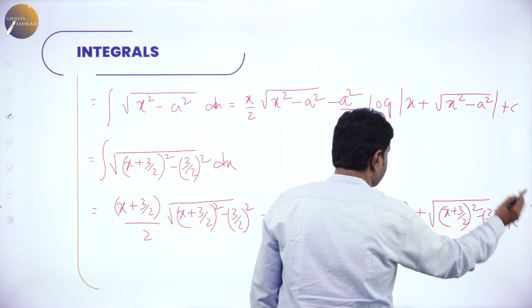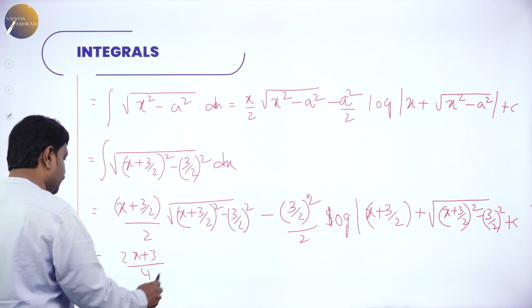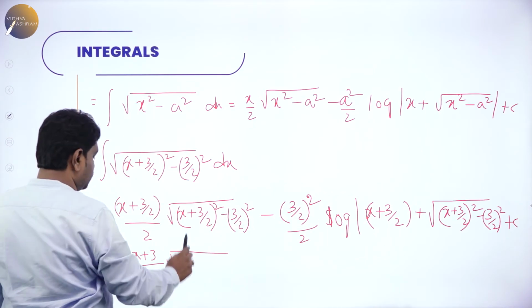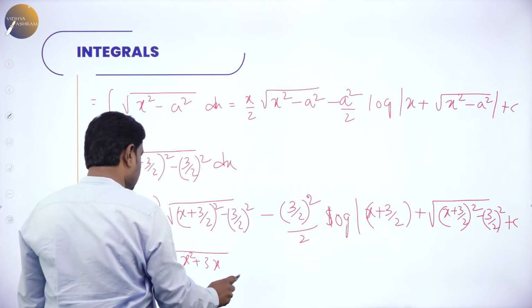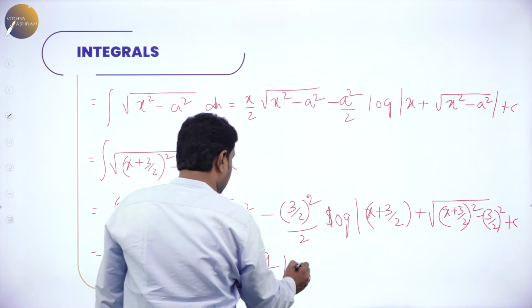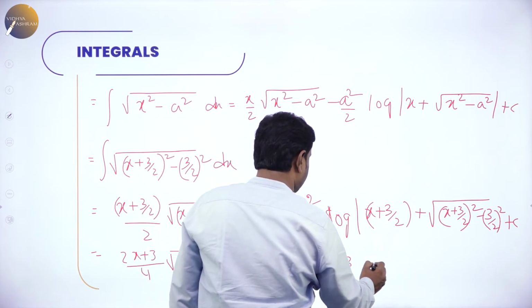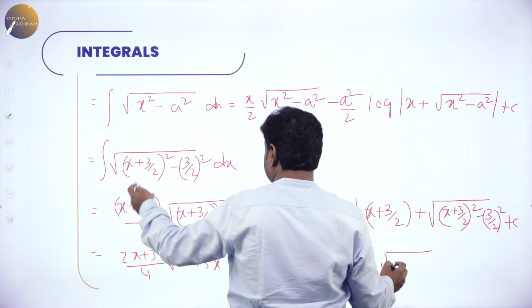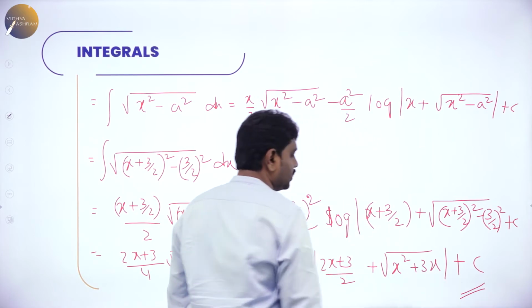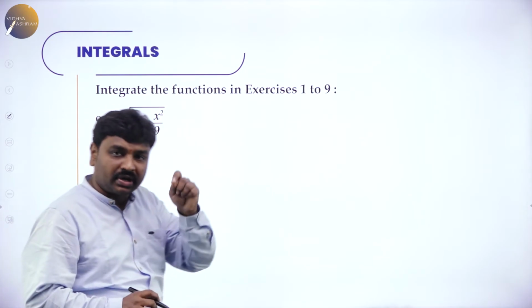Now substitute its values. So simplify this. If I take LCM, it will become (2x + 3)/4, and this is the same as the given problem, x² + 3x. If you simplify, it will become root of x² + 3x, and finally this is 9/4 into 2, that is 9/8, log of mod of (2x + 3)/2 plus root of the given problem, that is x² + 3x, plus c. That's it. I hope all of you got this. Half the coefficient of x, the whole square, when you add and subtract, it will become a complete square.